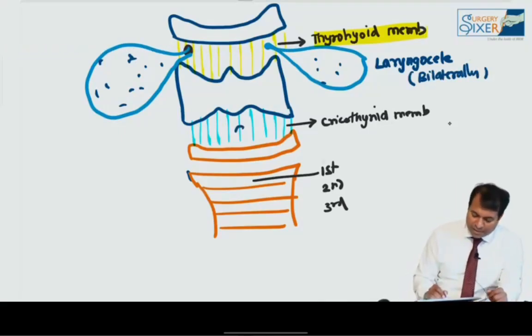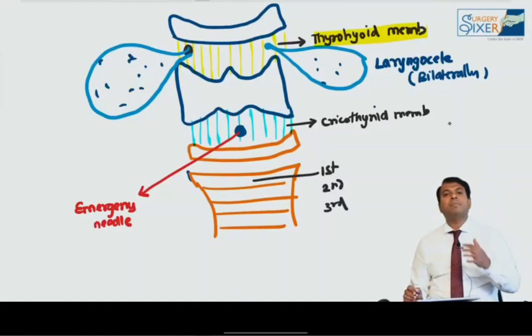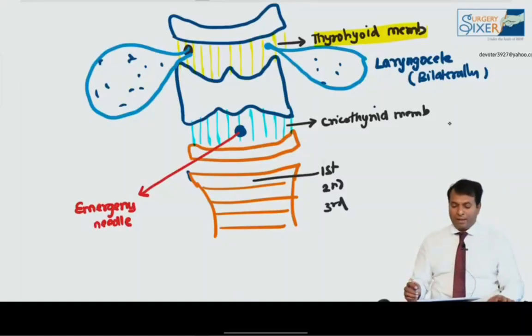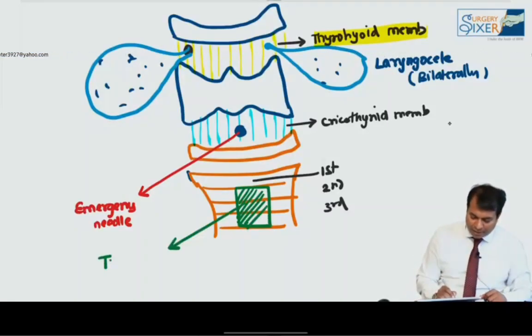And this is the cricothyroid membrane, the membrane through which we put an emergency needle tracheostomy. In trauma patients, an emergency needle tracheostomy is inserted in this membrane. So just below the thyroid cartilage, you identify the membrane and put a needle. That is the cricothyroid membrane. And tracheostomy is done at the level of the second and third tracheal rings, by cutting the second and third tracheal rings.